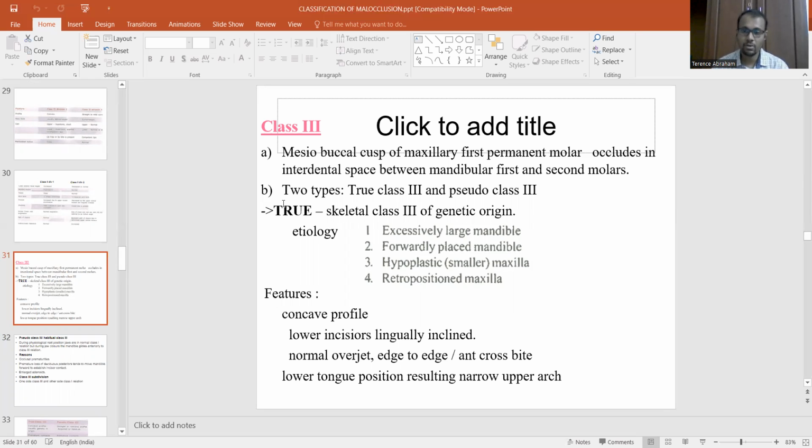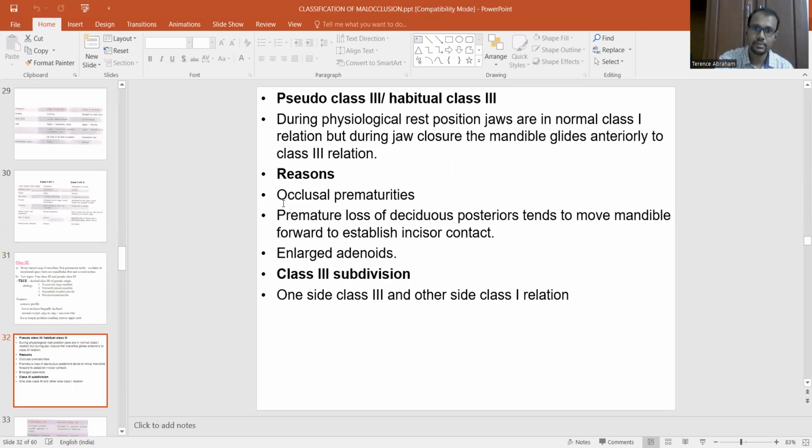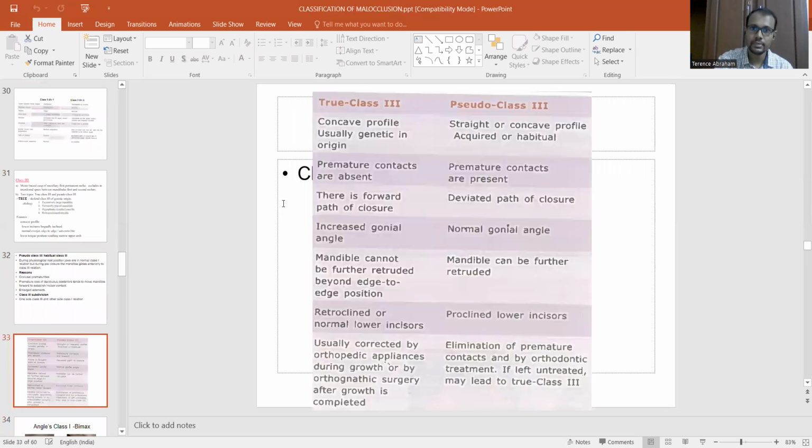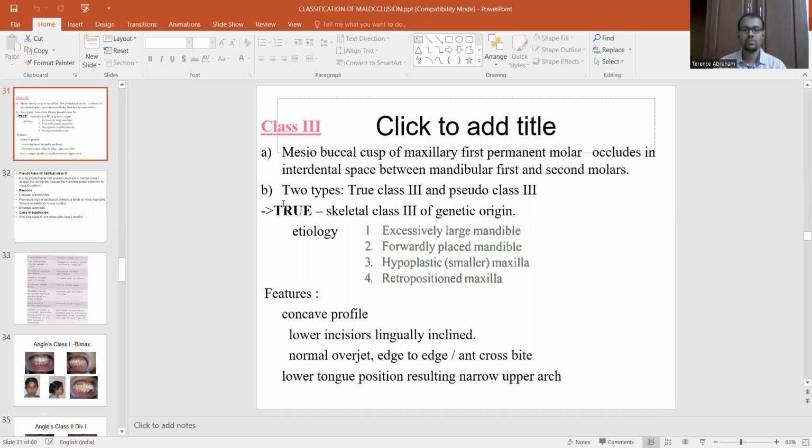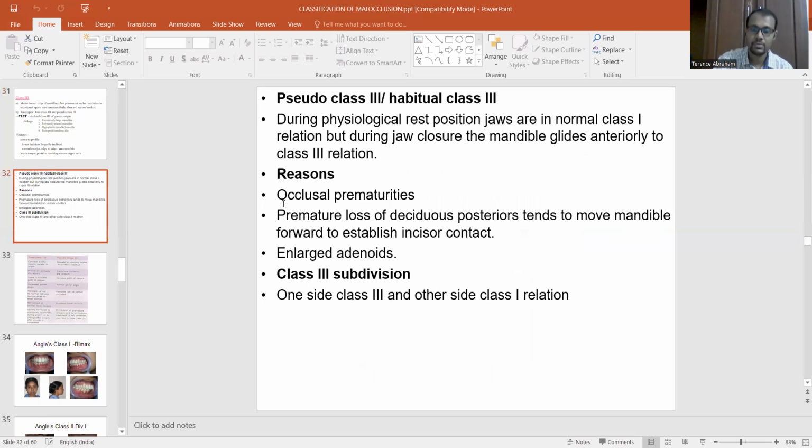The main features of class 3 malocclusions are a concave profile, lingually inclined or upright lower incisors, reverse overjet or edge to edge, and a lower position of the tongue. As a result, the upper arch is constricted because of a disturbed buccinator mechanism.